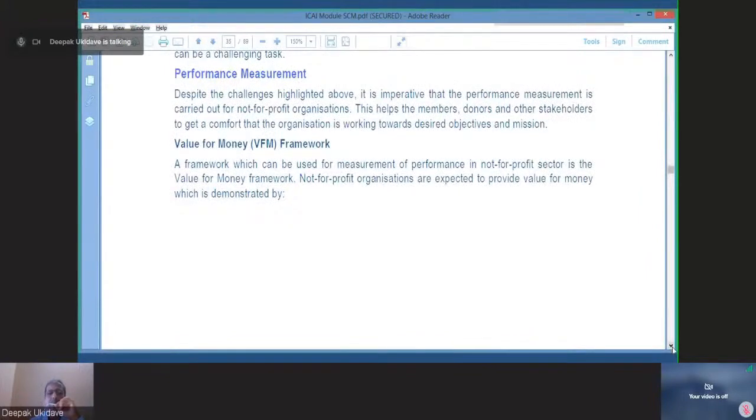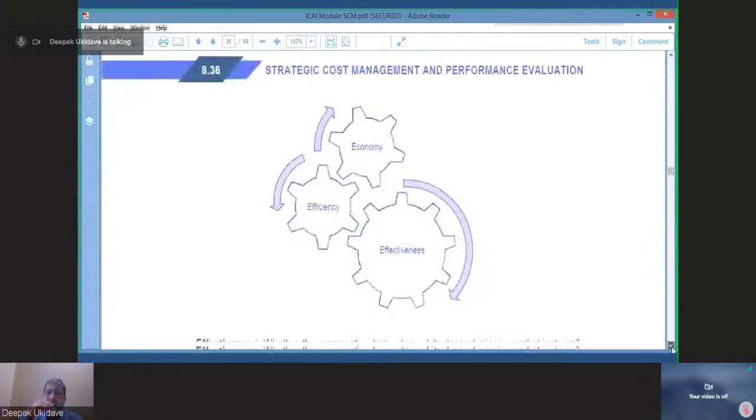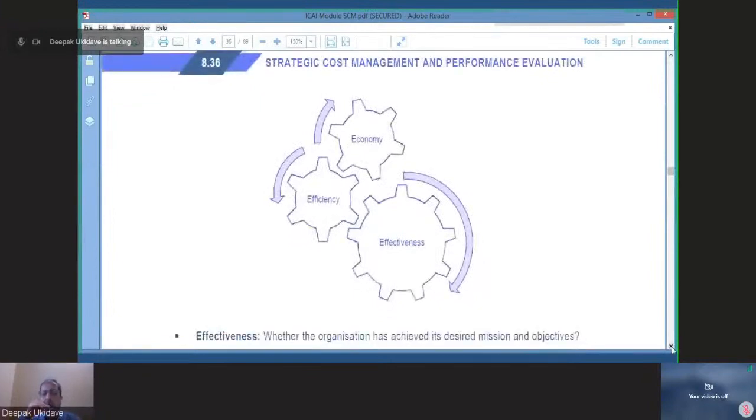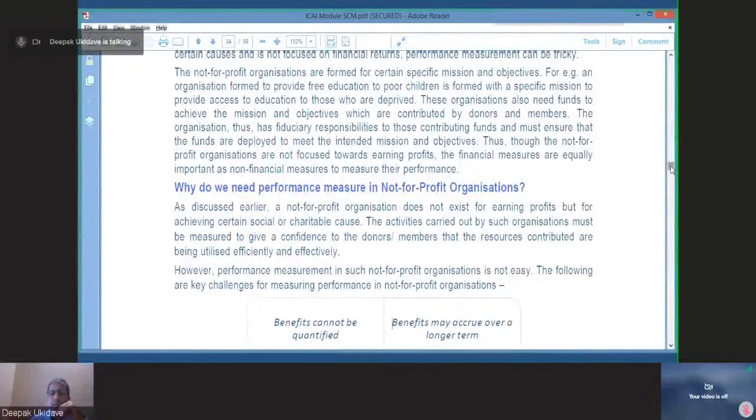Whatever amount you are spending for the benefit of people, say patients, say downtrodden people, people below the poverty line, the amount spent for them generates value for them. Not only that, the money provided by the donors and the members also gives them value in terms of a satisfaction level, that yes, money is being appropriated for the right purpose. And this is the diagram which is generally drawn in the context of the VFM framework. So we have economy, efficiency, and effectiveness. Right? A very classic diagram.